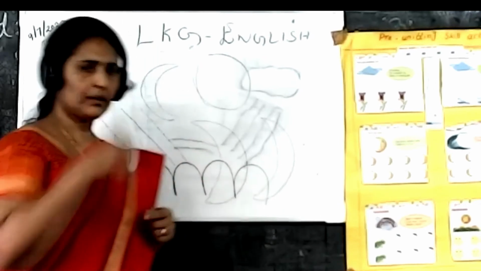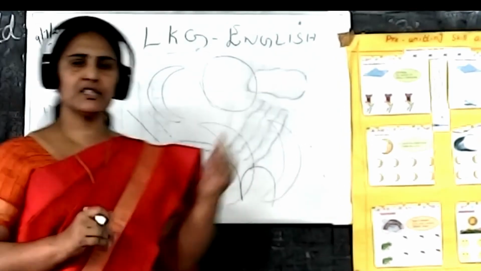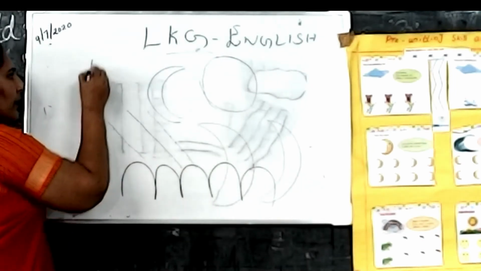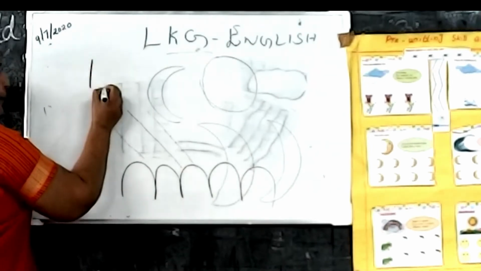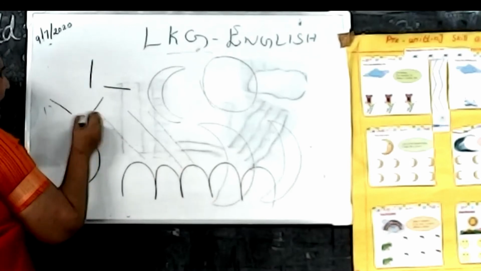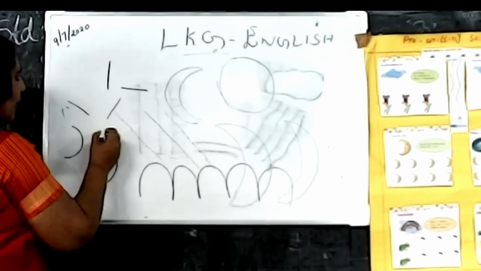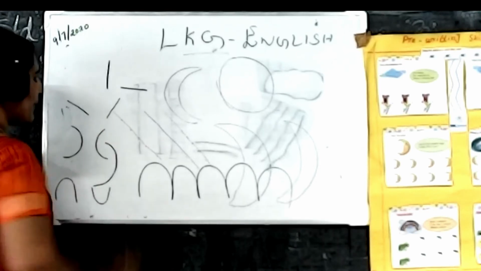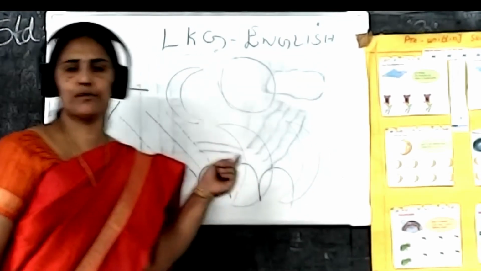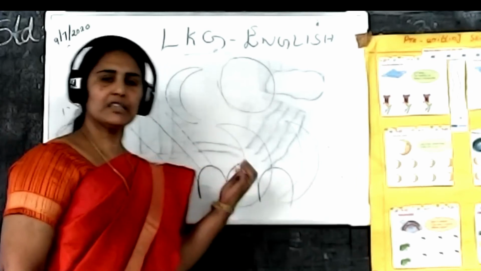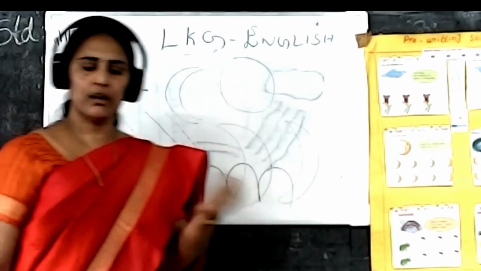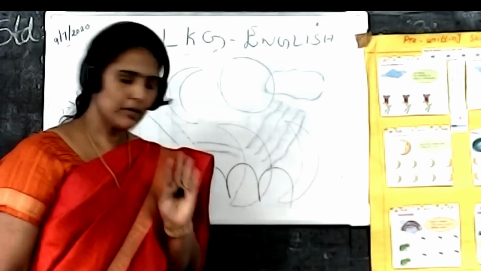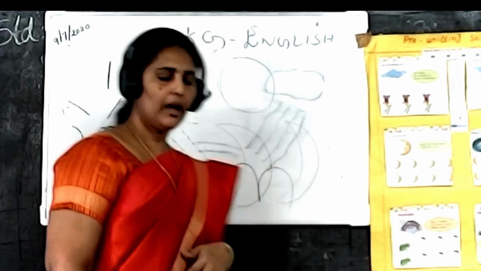These are examples of an upward curve. Once again, I say the first one is the sleeping lion. I draw the sleeping lion on the blackboard. Now the standing line, then the backward curve, forward curve, downward curve and upward curve. These are the lines and curves of English. What is the use of these lines and curves? We use them to write English alphabets.